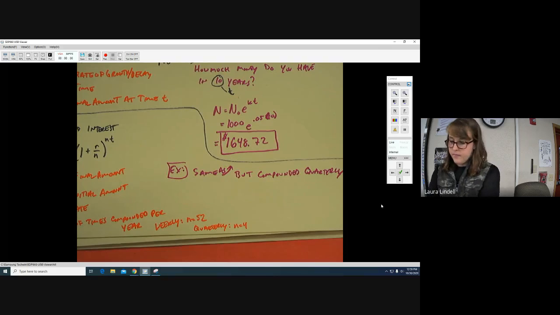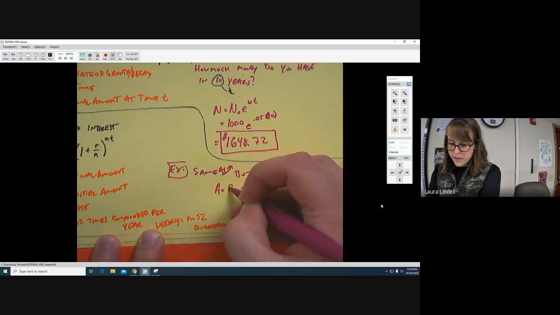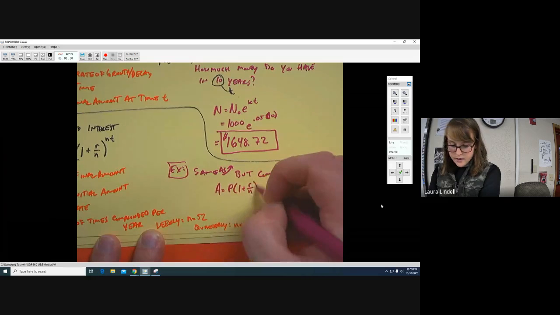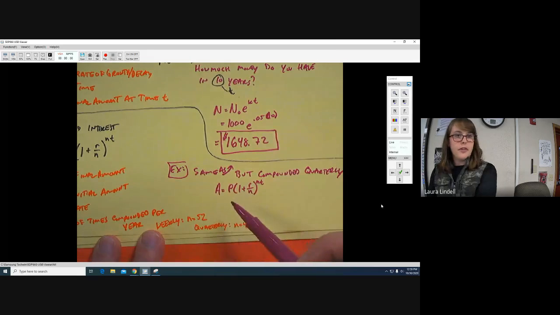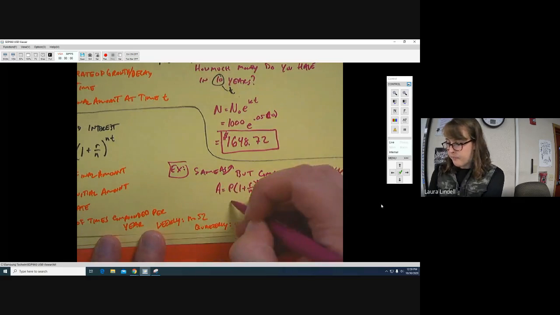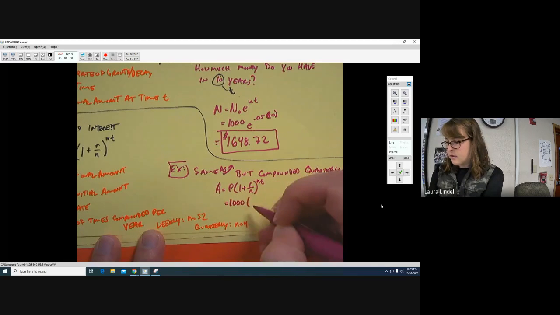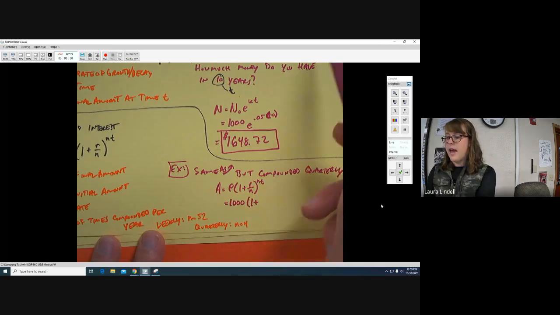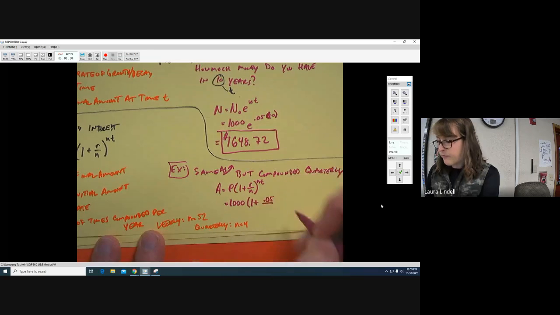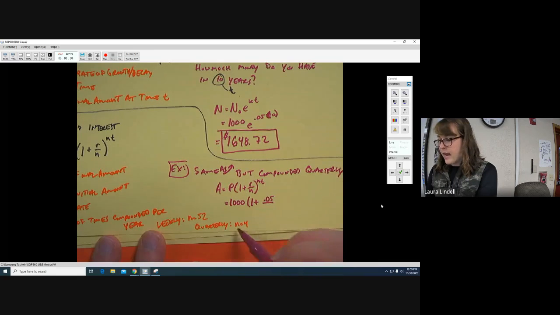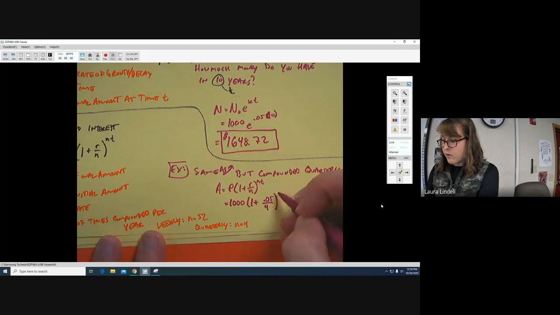Okay, so for this one, we're still dealing with A equals P times (1 plus R over N) to the NT. And our initial amount, that N naught value, the $1,000, is now P. The rate, which was K up above, was that 0.05. That's now our R value, so 0.05. N, since we're doing it quarterly, would be 4, since there's 4 quarters in a year. And then it's to the 4 times time, so 4 times 10 years.